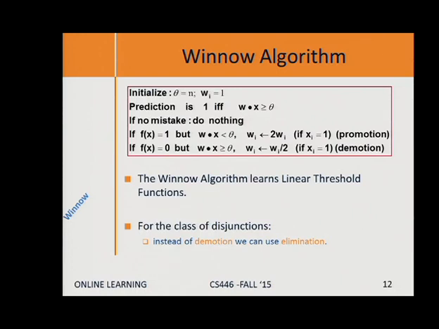Why do I know this? Because it's a negative example. I thought it's positive, and xi is 1. If xi is 1 in a negative example, it means that it's not important. Otherwise, it would have made the example positive. Okay? Yes?